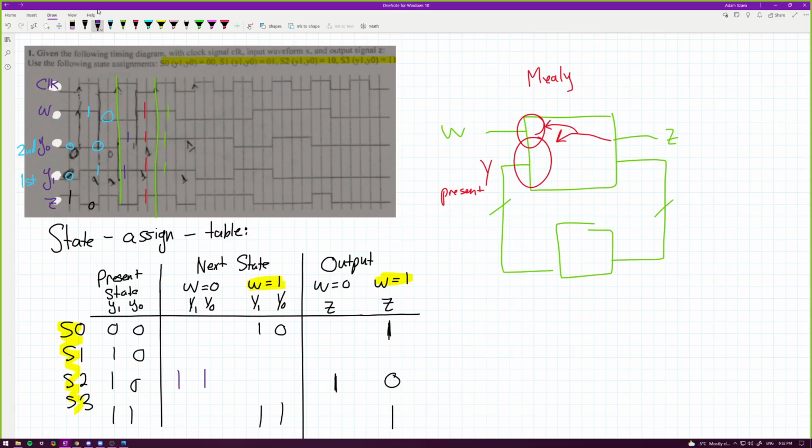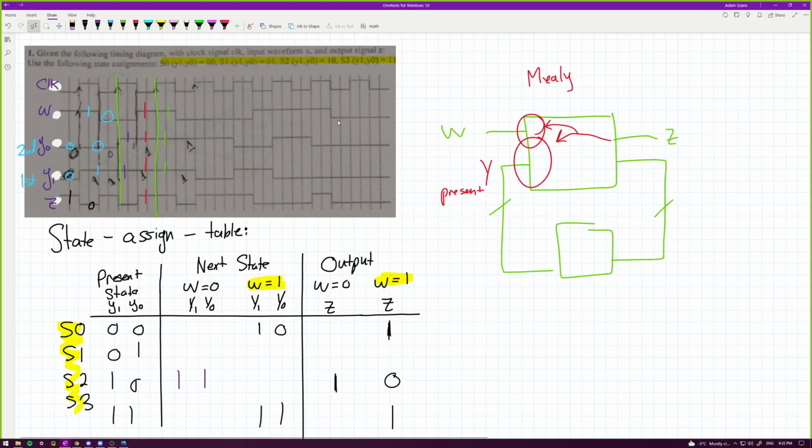Someone said 0, 1 for S1, the present state. Oh, yes, 1, 0, 1, 0. Thank you. So many ones and zeros. Thank you for pointing that out.